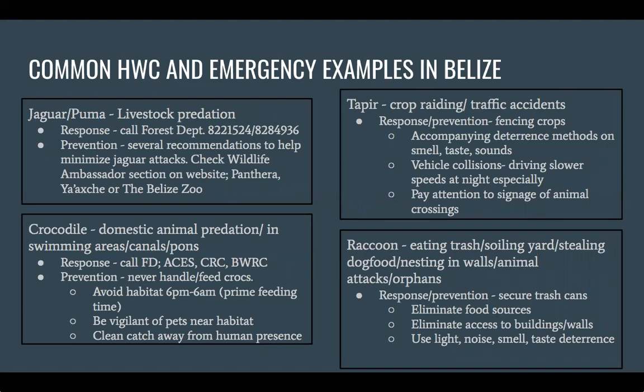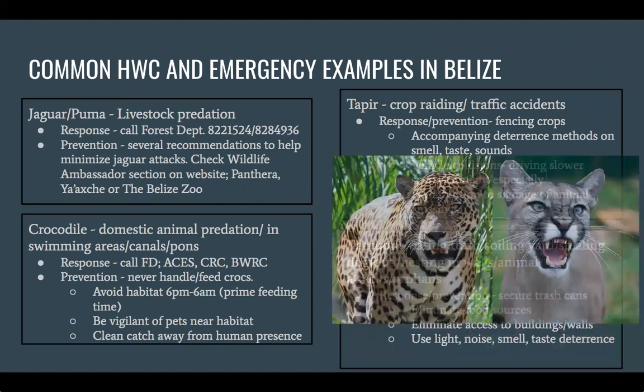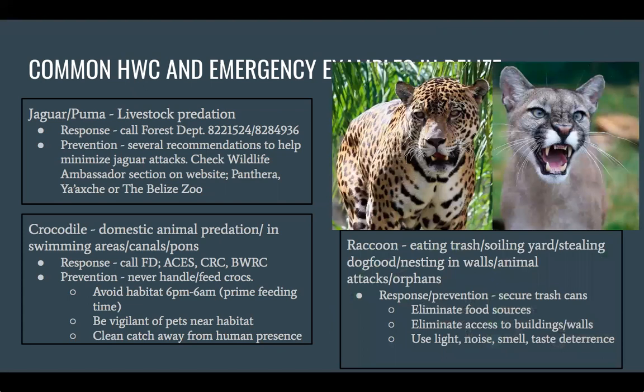Some common examples here in Belize, we have the jaguar or puma, the large cats that predate on our livestock. And the response for that would be to call the forest department. Their numbers are also at the back of the pocket guide. And to prevent this from happening, you could get several recommendations from this program. And also you could contact Panthera, Yashar, Earth, Belize Zoo, as well as the forest department, whose numbers are at the back of the pocket guide.